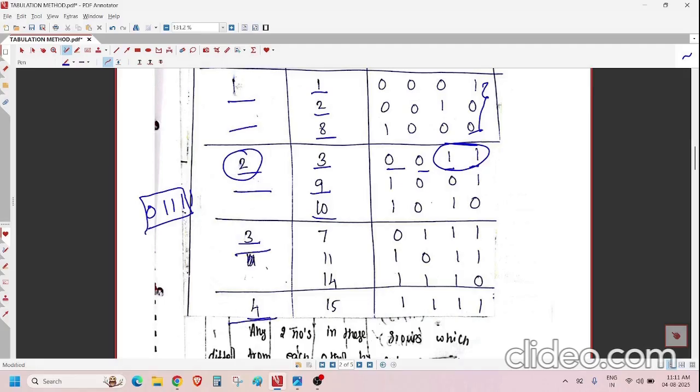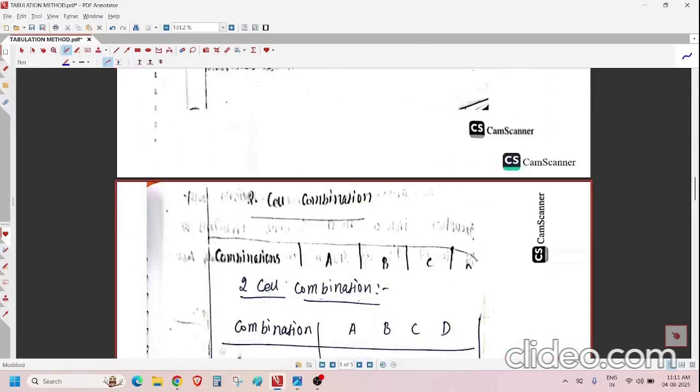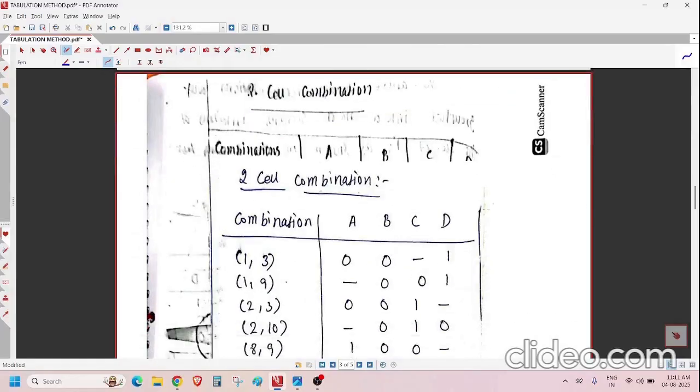So this is table number 2. Table number 1 is the binary representation of the given inputs, and table number 2 is the group of number of ones. We'll move into the next table, which is the two cell combination. You can see, as I mentioned here, two cell combination.